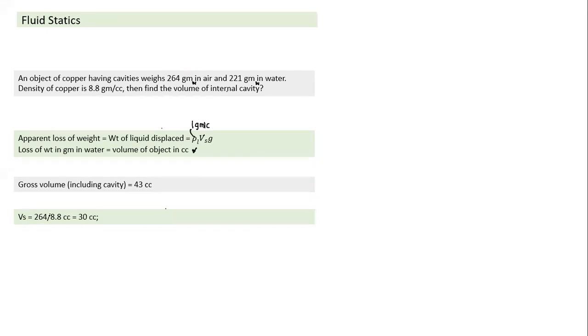The actual volume of copper, the solid volume, is equal to total mass divided by density, which comes to 30 cc. But when I submerged it, I found the gross volume is 43. So what does this imply? It means the cavity volume is 13 cc.